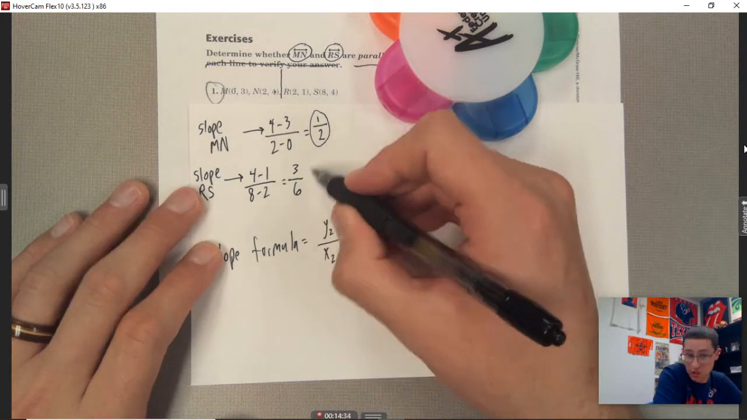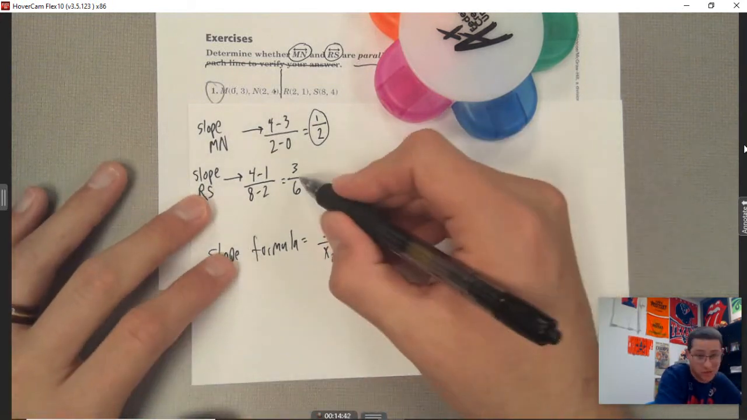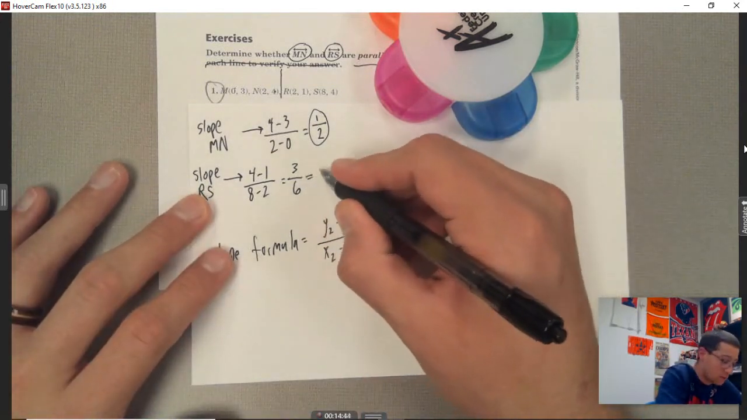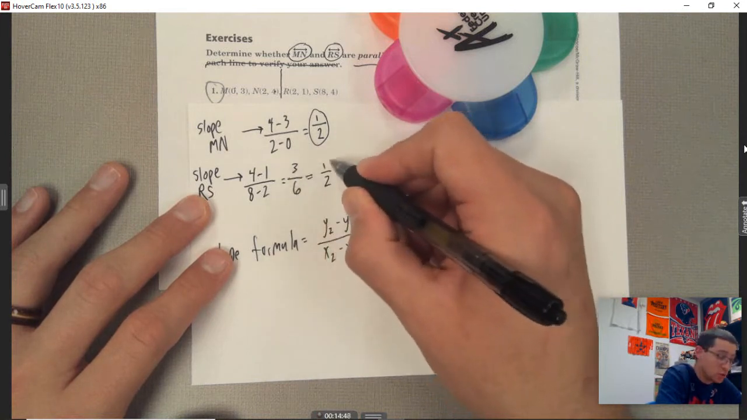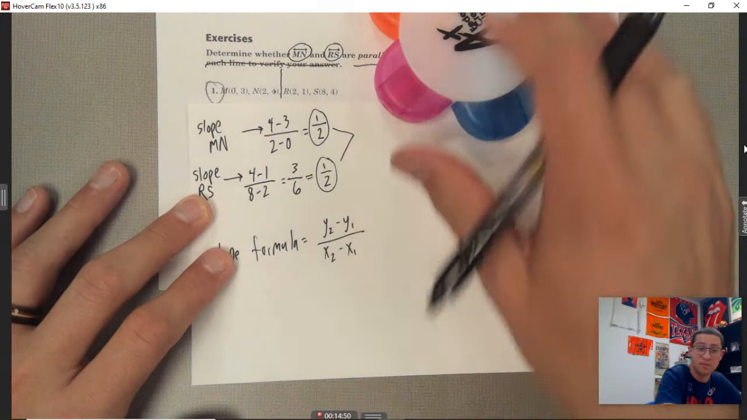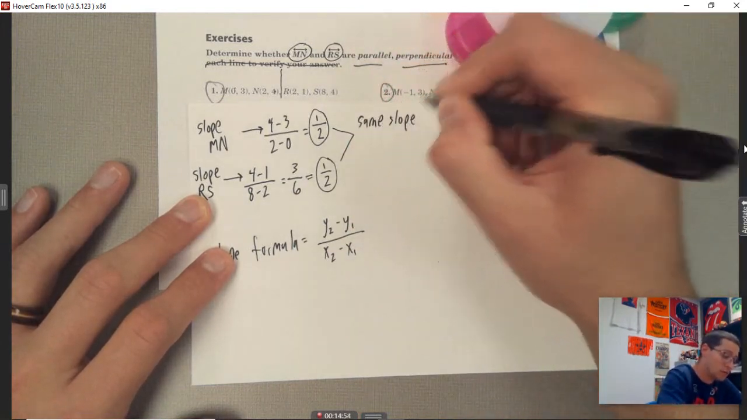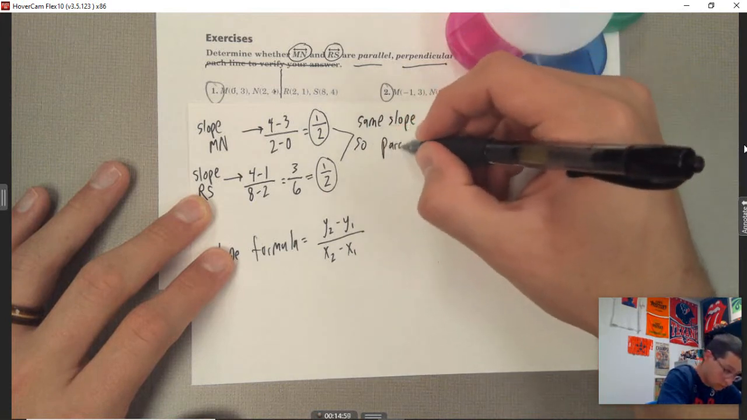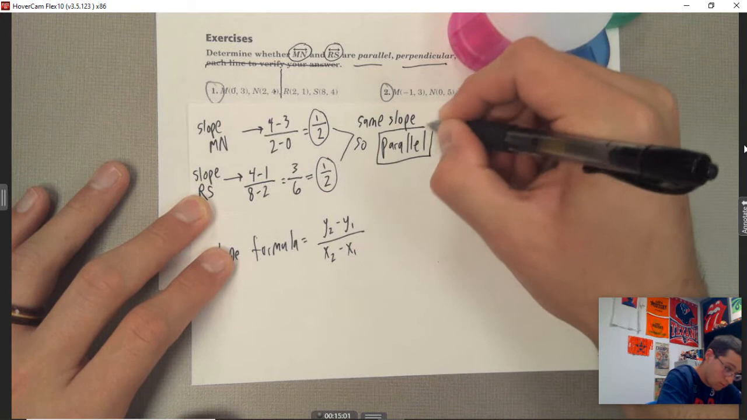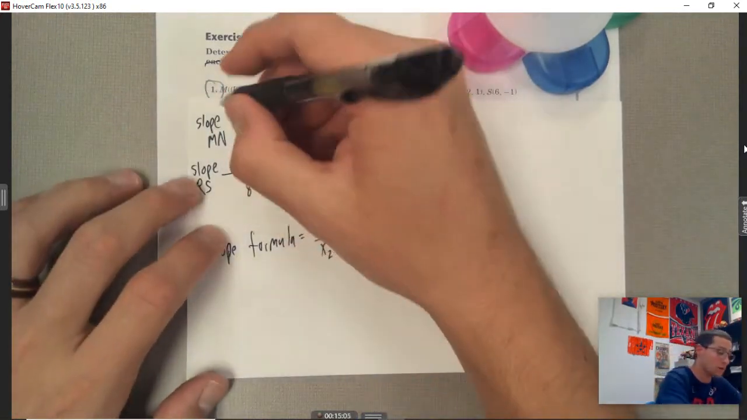Now, initially, these don't look the same, do they? 1/2, 3/6. But don't forget, 3/6 is 1/2. We could reduce this fraction down to this, and so we do get the same. Therefore, we'll go ahead and say same slope, so parallel, for number 1. That is the work on number 1.